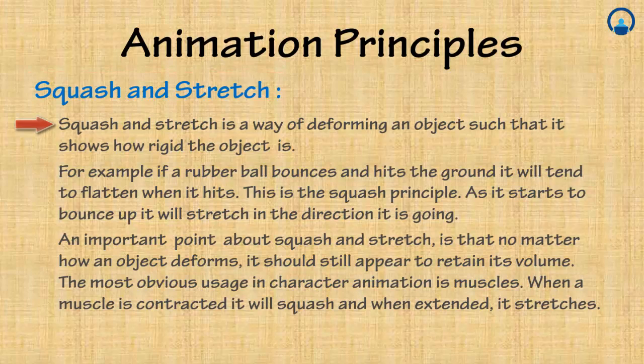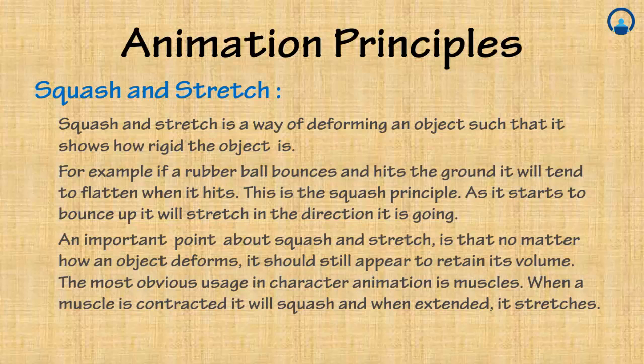What is squash and stretch? Squash and stretch is a way of deforming an object such that it shows how rigid the object is. For example, if a rubber ball bounces and hits the ground, it will tend to flatten when it hits. When a rubber ball touches the ground, because of the force of gravity, it hits the ground and gets a little bit squashed. At the same time, when it bounces up again, because of the squash, it gets a stretch. It will be stretched in the direction it is going.